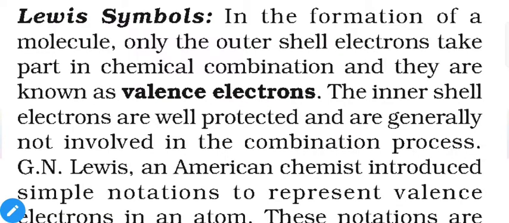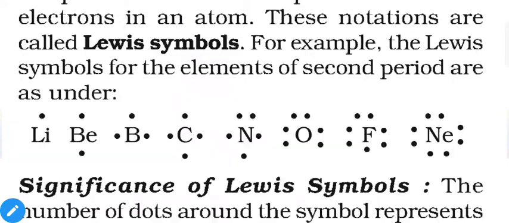In the formation of a molecule, only outer shell electrons take part in chemical combinations, and they are known as valence electrons. The inner shell electrons are well protected and are generally not involved in the combination process. That means they are inert and won't participate in bond formation. So you only have to concentrate on the outermost electrons or valence electrons. G.N. Lewis, an American chemist, introduced a simple notation to represent valence electrons in an atom, and these notations are known as Lewis symbols.